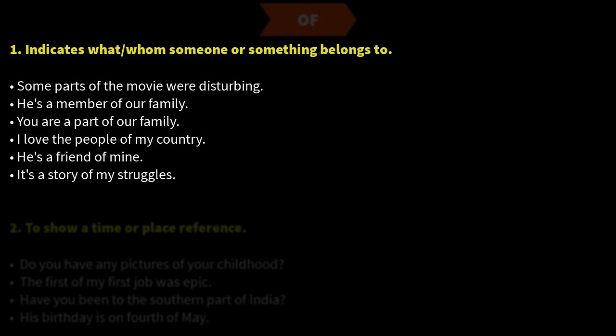He is a friend of mine. We can also say he is my friend, which is actually a more common sentence, and you should probably go with this one. But we can also say he's a friend of mine. Okay? She is a friend of Rahul. We can also say she is Rahul's friend. It is a story of my struggles. It's a story of my struggles, related to my struggles, talking about my struggles. Okay? That's usage number 1.